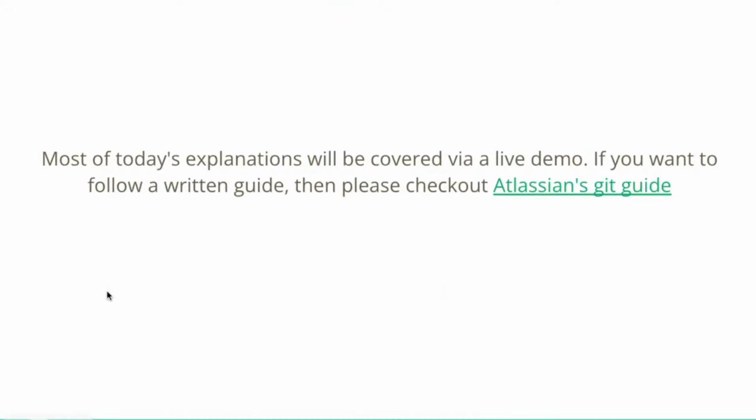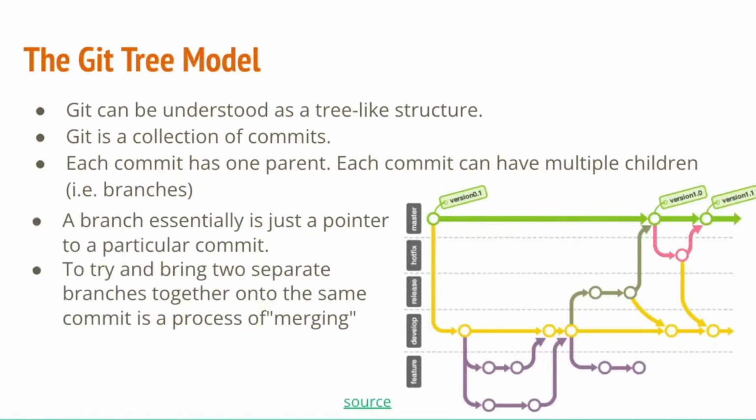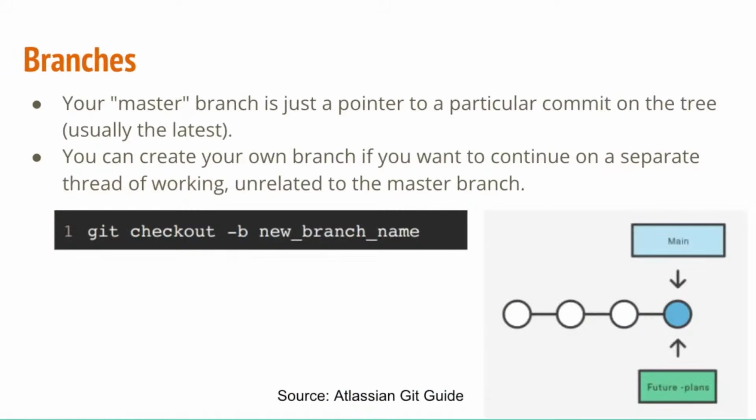right? So there's a guide, Atlassian guide, which is provided in the slides. When you click on that, it takes you through a lot of commands and a lot of functionalities of Git, right? I've already shown you the visualization of your repository, right? It's more a tree-like structure, and basically it's a lot of commits, right? And then you have branches where you branch out and then you merge back to the main.